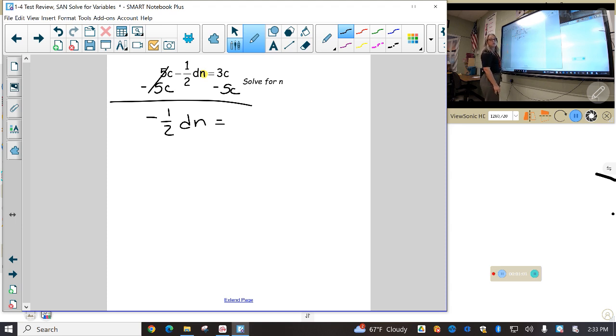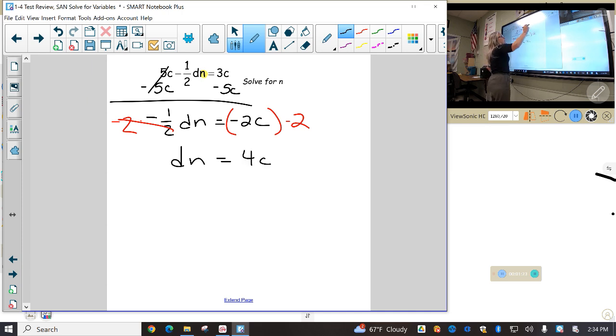3c minus 5c, those are like terms, we can subtract them, so we get -2c. To get rid of a fraction, I'm going to multiply by the reciprocal, so I'm going to multiply by -2 on this side, and multiply everything on this side by -2. This cancels, -2 times -1/2 is +1. So I have d times n equals -2 times -2 times c is just +4c. Now we're still just solving this for n, so how is it attached to n? We're going to divide by d. So since I can't divide those, I just have n equals 4c over d.